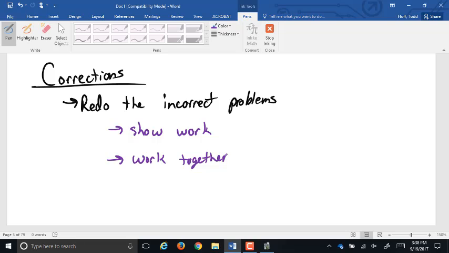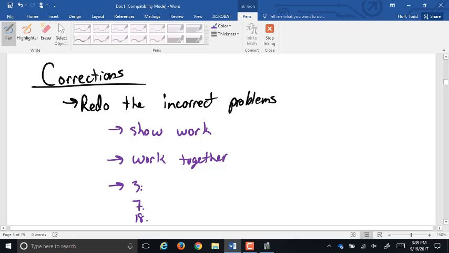Now, those of you here in Rice Lake, you can just do that on the paper and hand it back to me. In New Richmond, you can either write it on the paper, give it to someone there to fax to me, scan and email to me, I should say. Or you can just send me an email and tell me, I had problems 3, 7, and 18 wrong. For number 3, I should have done this, and here's the answer. Number 7, you add 4, subtract 7, and so on. Here's the answer, and so on.